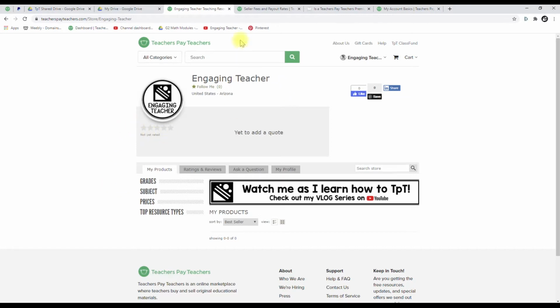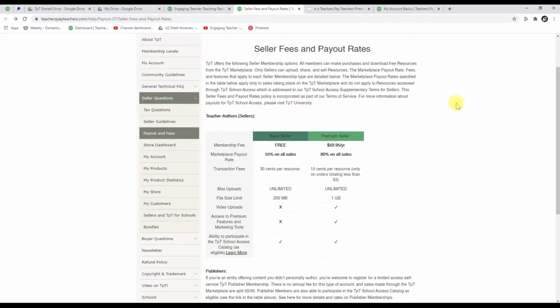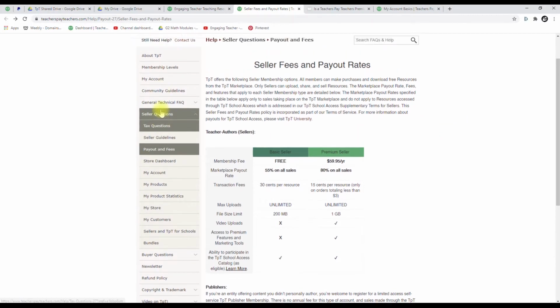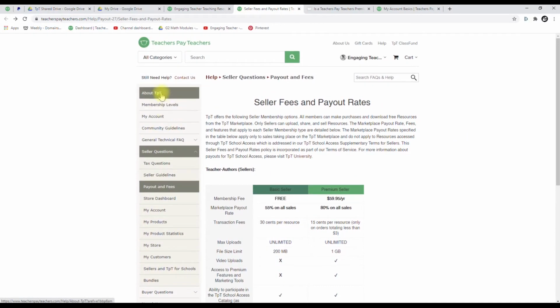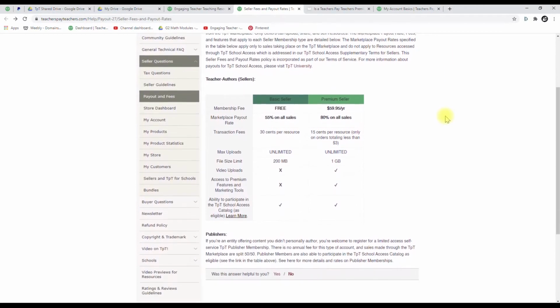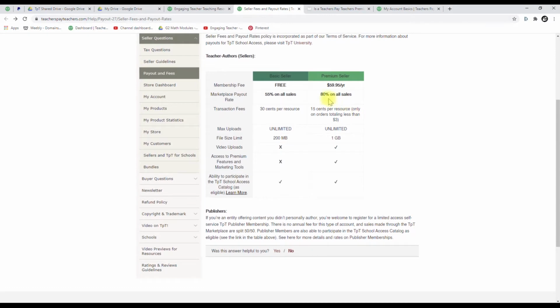So if you look, TpT actually has, I have it pulled up here. If you ever have questions about TpT, there's all of these things over here for sellers and buyers. But here it actually gives you the breakdown of the seller fees and the payouts that you get. So here you can see it's divided into basic seller and premium seller. So if you are a basic seller, again, that's free. Which I am right now.